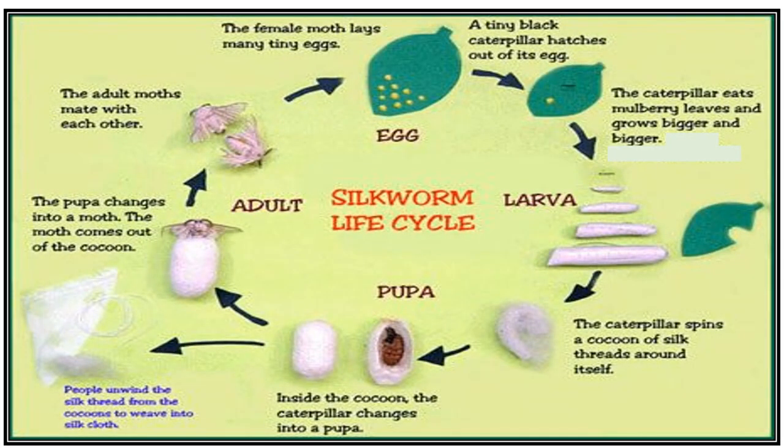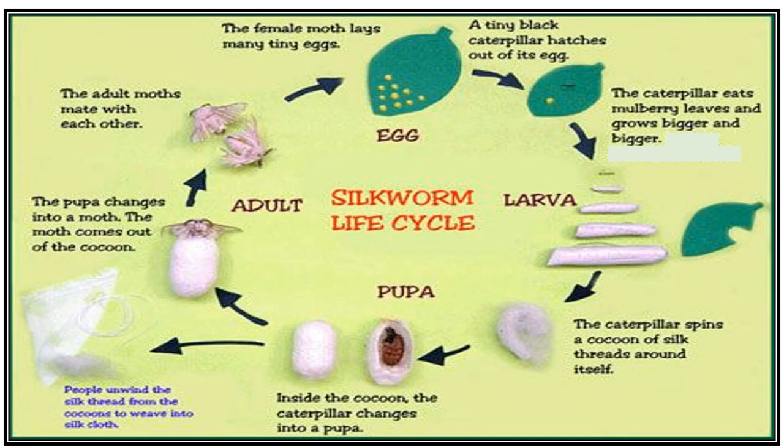We have understood the life cycle of a silkworm theoretically. Now, let us look at the diagrammatic representation of the same. Starting from the female moth lays many tiny eggs. Then a tiny black caterpillar hatches out of its egg. After that, the caterpillar eats mulberry leaves and grows bigger and bigger. I hope you all are tracing down the track in the clockwise direction.